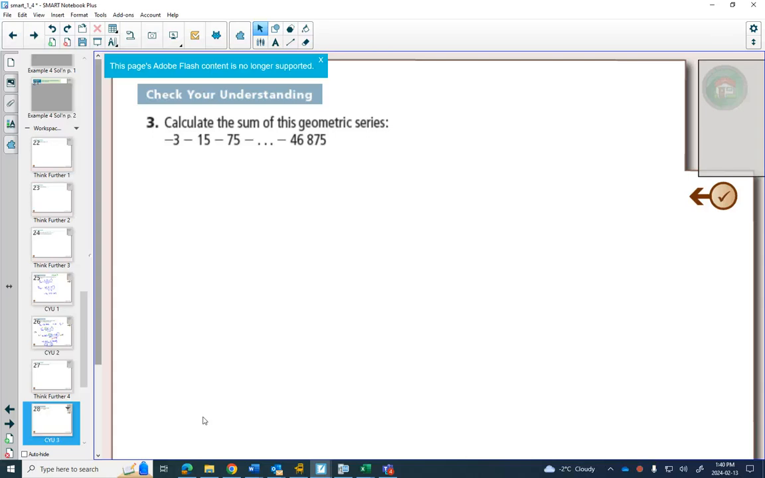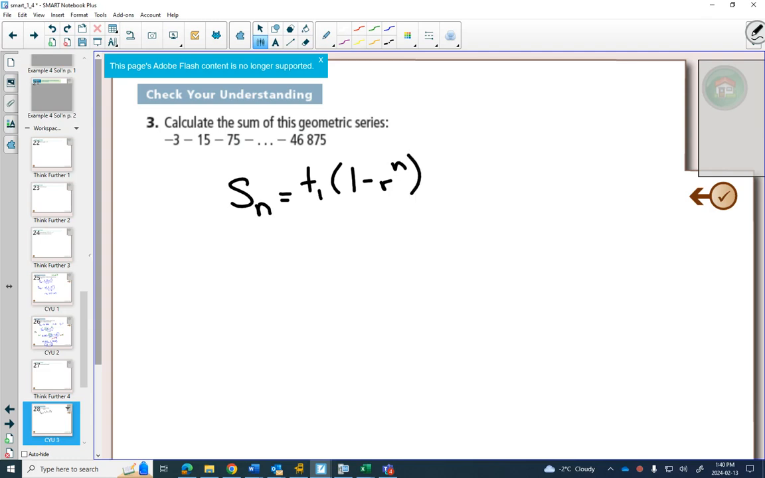Sum of a geometric series, I go to my formula sheet, and I write out my formula. I want to find the sum. So this is what I want to find. In order to find it, I need to know everything on the other side.